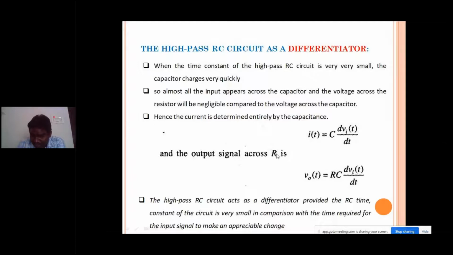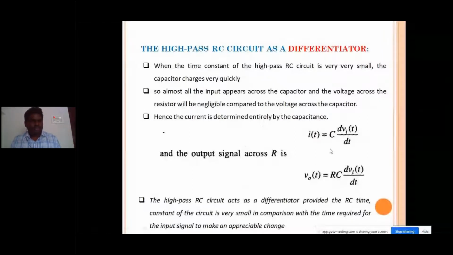If you see the high pass circuit, and if you calculate the current in that circuit, I of t, by using this formula, and substitute that in this equation, because we are measuring the output voltage across the resistor, right? So the output voltage is equal to I of t into R. So I am substituting I of t as C into dVi of t by dt. Then this output voltage is proportional to the derivative of the input, so I can call this high pass circuit a differentiator, right?